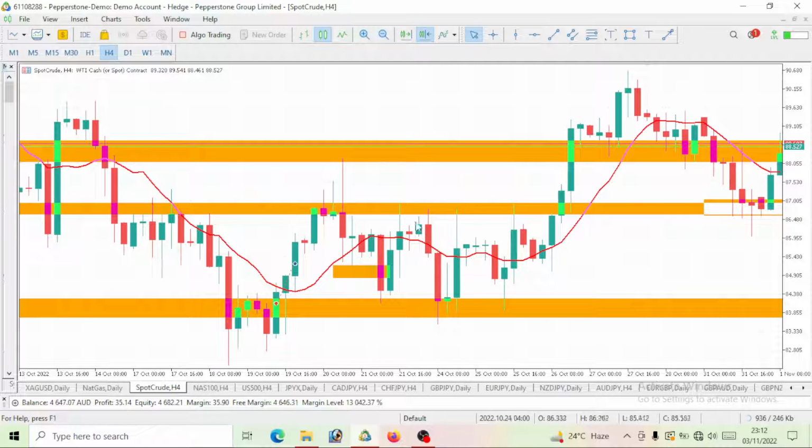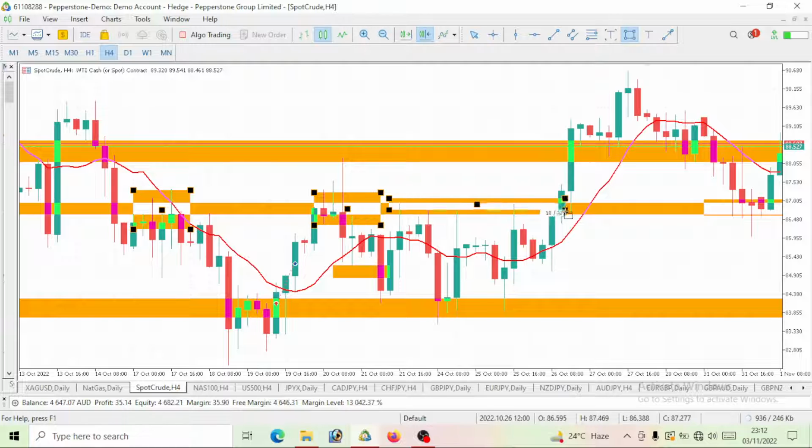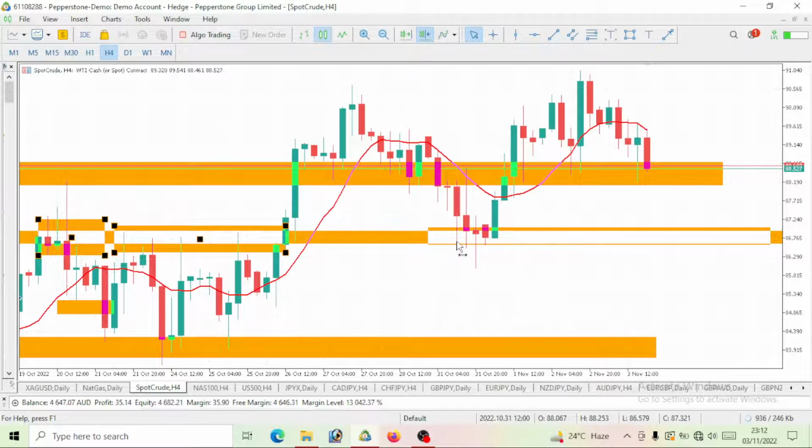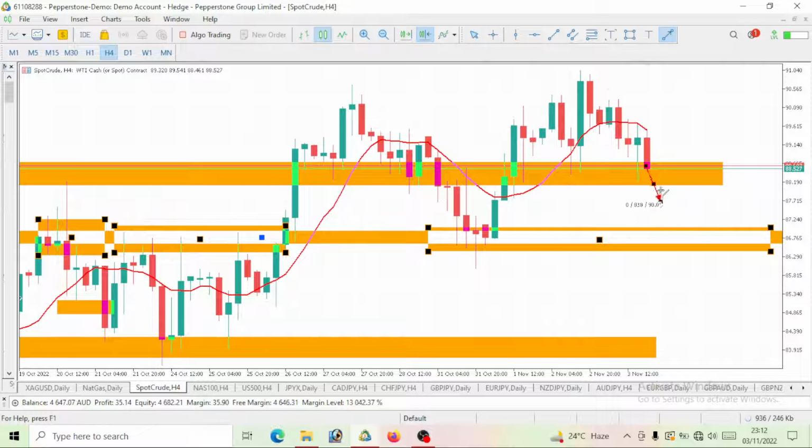You can see multiple reactions at this level here, right? We saw price reacted here. We saw price reacted at this level, right? We also see price reacted at this level. So this definitely is a very serious key level we should watch out for. And we see this price dropping close to this level. So there's high probability price will drop to this level of 86. So guys, watch out for it.